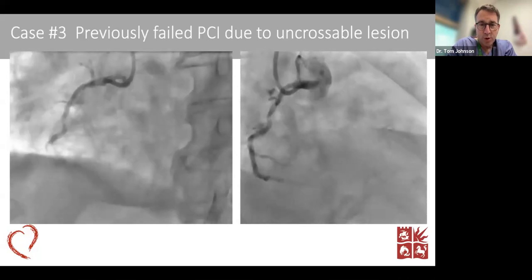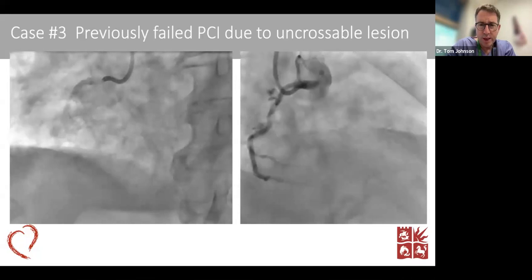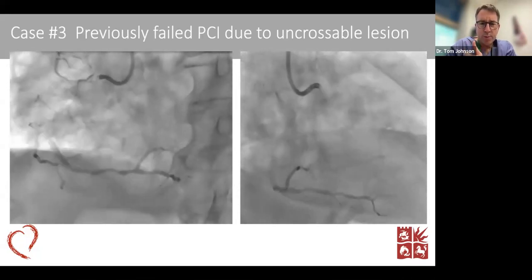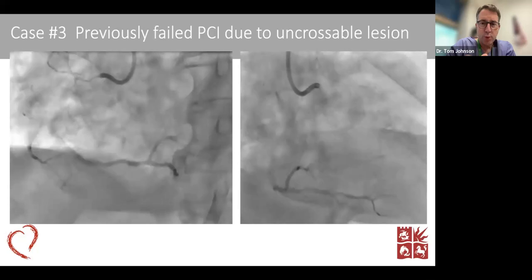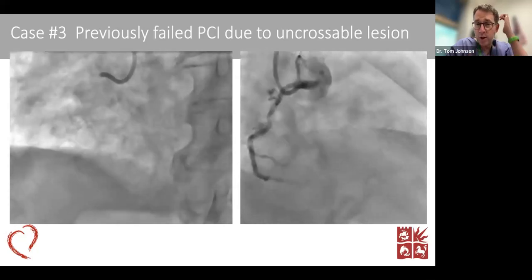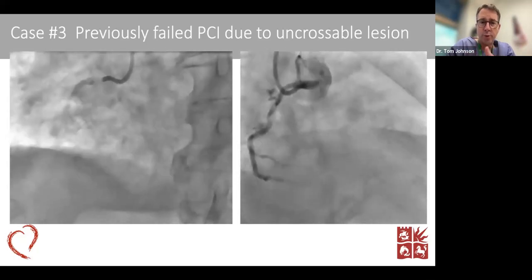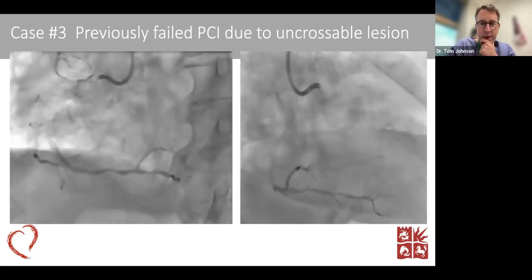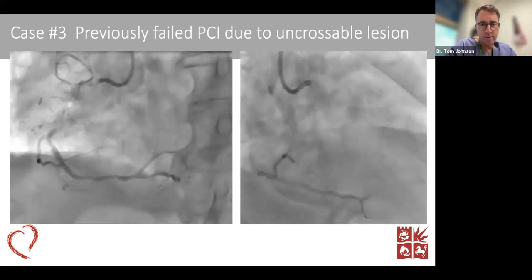So I don't know if people want to think up front about how they might approach this before I show you what we did. But we know that this was a previously uncrossable lesion. You can see that we've actually prepped this. This is a 7 French AL 0.75 guide catheter, so we've gone up front with a fairly aggressive guide catheter. I don't know whether people have any comment about how they'd like to approach this vessel.